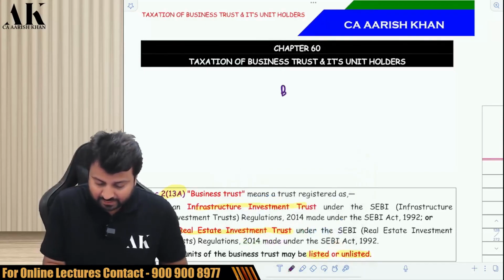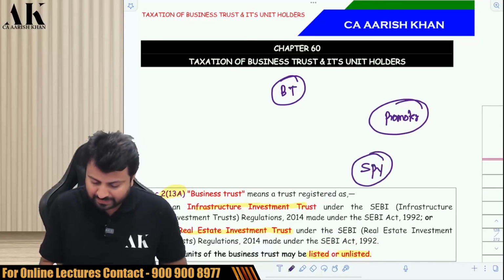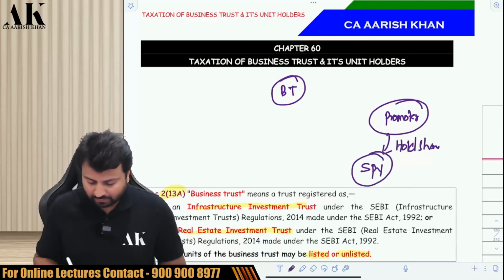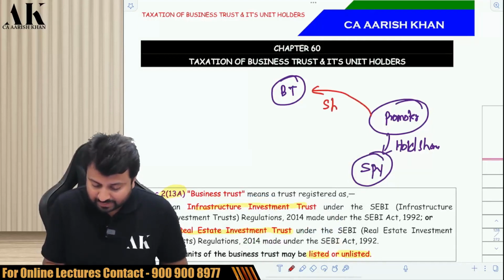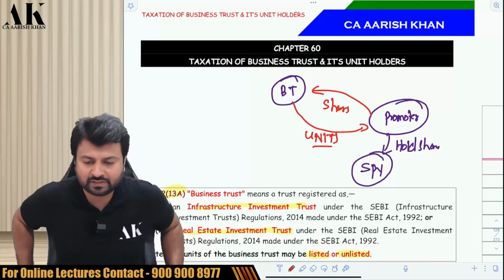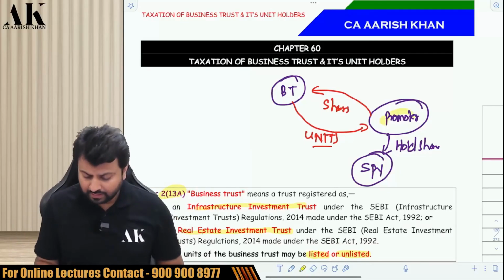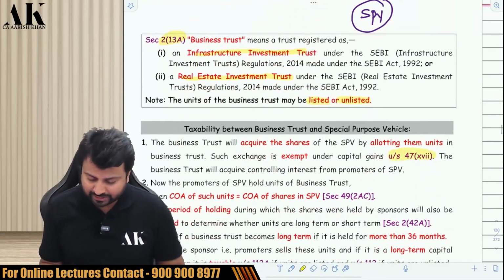Okay, now how the structure of the business trust runs, pay attention please. There is a business trust over here, and there is a promoter over here. The promoter has opened one SPV, and the promoter holds shares in the SPV. Now what happens, the very first taxability is the promoter will give the shares to the business trust and in return they will take units. So what is the taxability of this? We need to identify this first of all. When the promoter gives the shares and takes the units, this is exempt under section 47, check please.